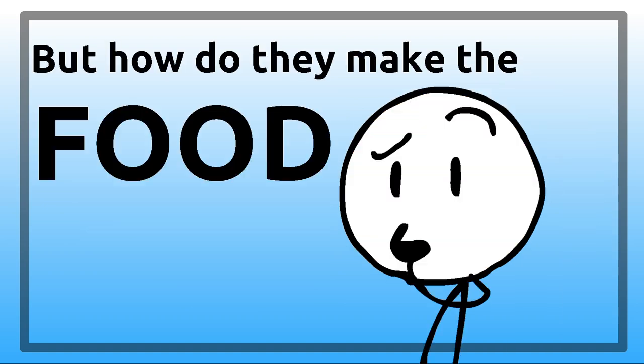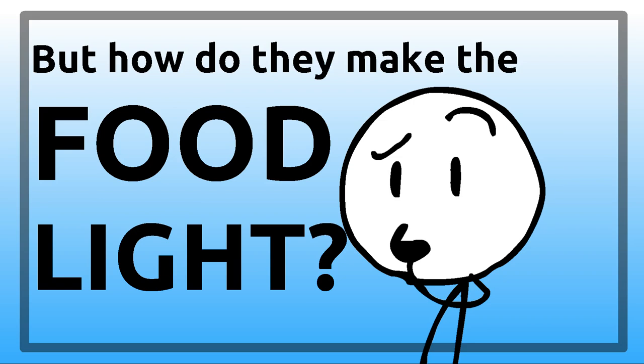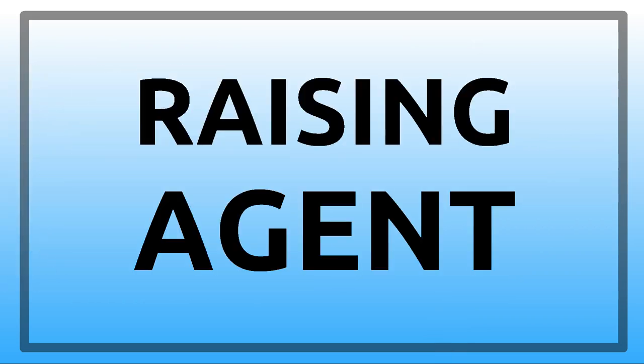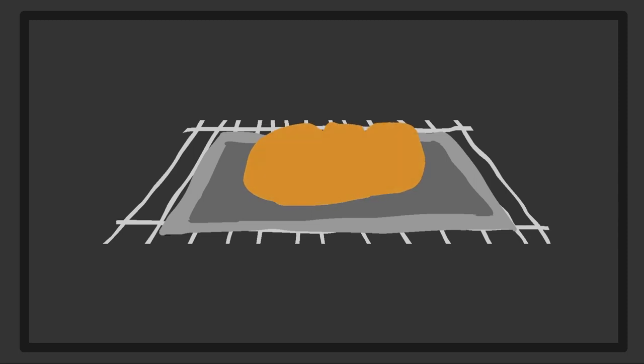But how do they make the food light? Well, yeast, again, is a raising agent. A raising agent is an ingredient that gives your baked goods air bubbles and makes it soft and airy.